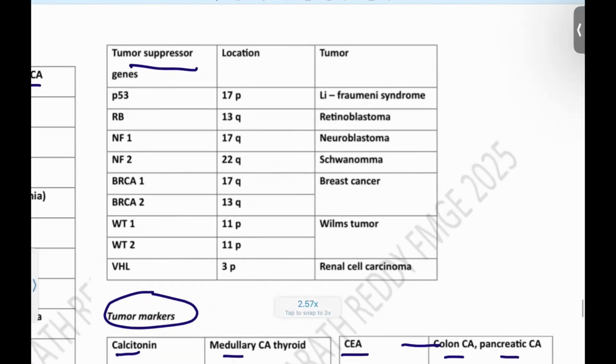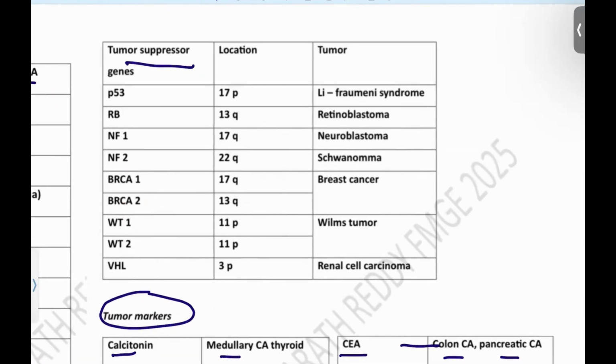Next, moving on to the tumor suppressor genes. What are the tumor suppressor genes? P53 on 17P, RB gene on 13Q, and NF1, NF2 on 17Q and 22Q respectively. This is for neuroblastoma. And BRCA1 is going to be for breast cancer, BRCA2 for breast cancer, on 13Q chromosome. WT1 on 11P, Wilms tumor, WT2 also Wilms tumor. VHL gene for renal cell carcinoma on 3P, and the RB gene that is also commonly asked, retinoblastoma.